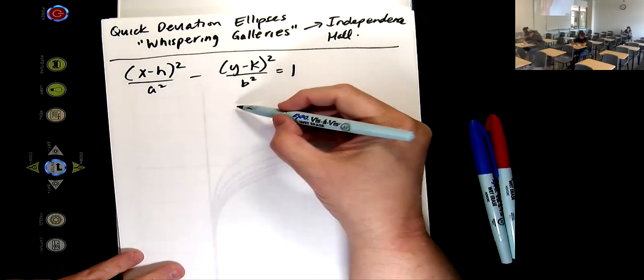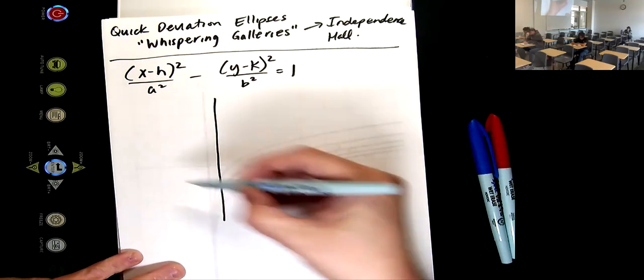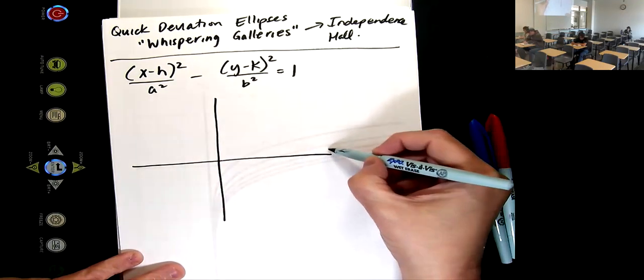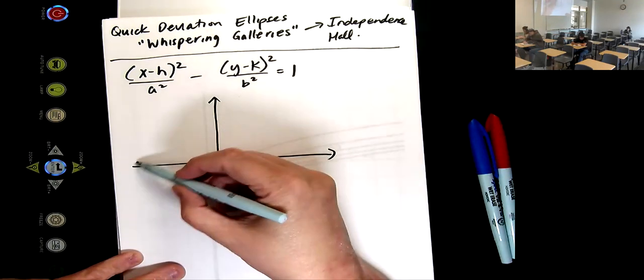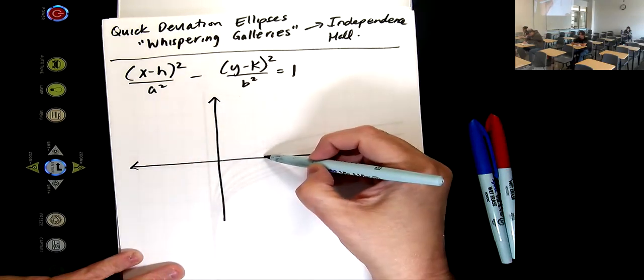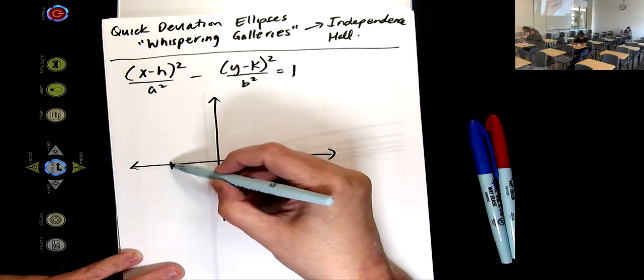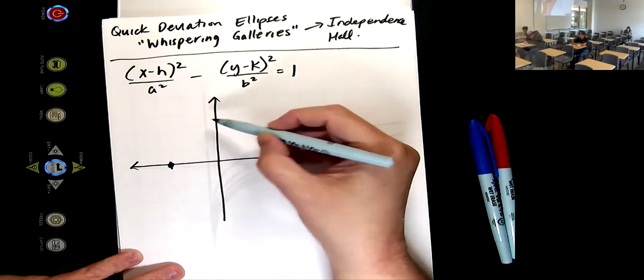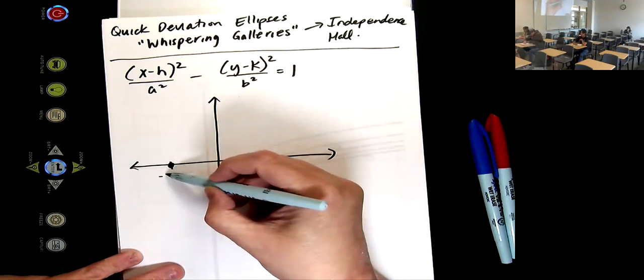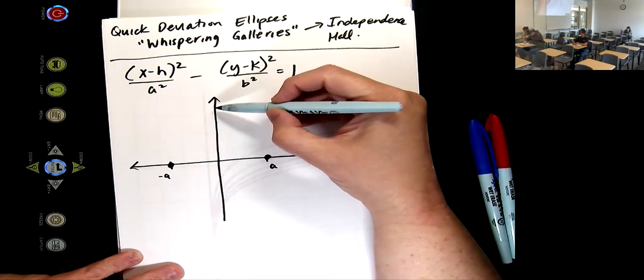So what you want to do is figure out how far out A is and put it just like you're doing an ellipse. Put points there, A and negative A. This is centered at the origin.